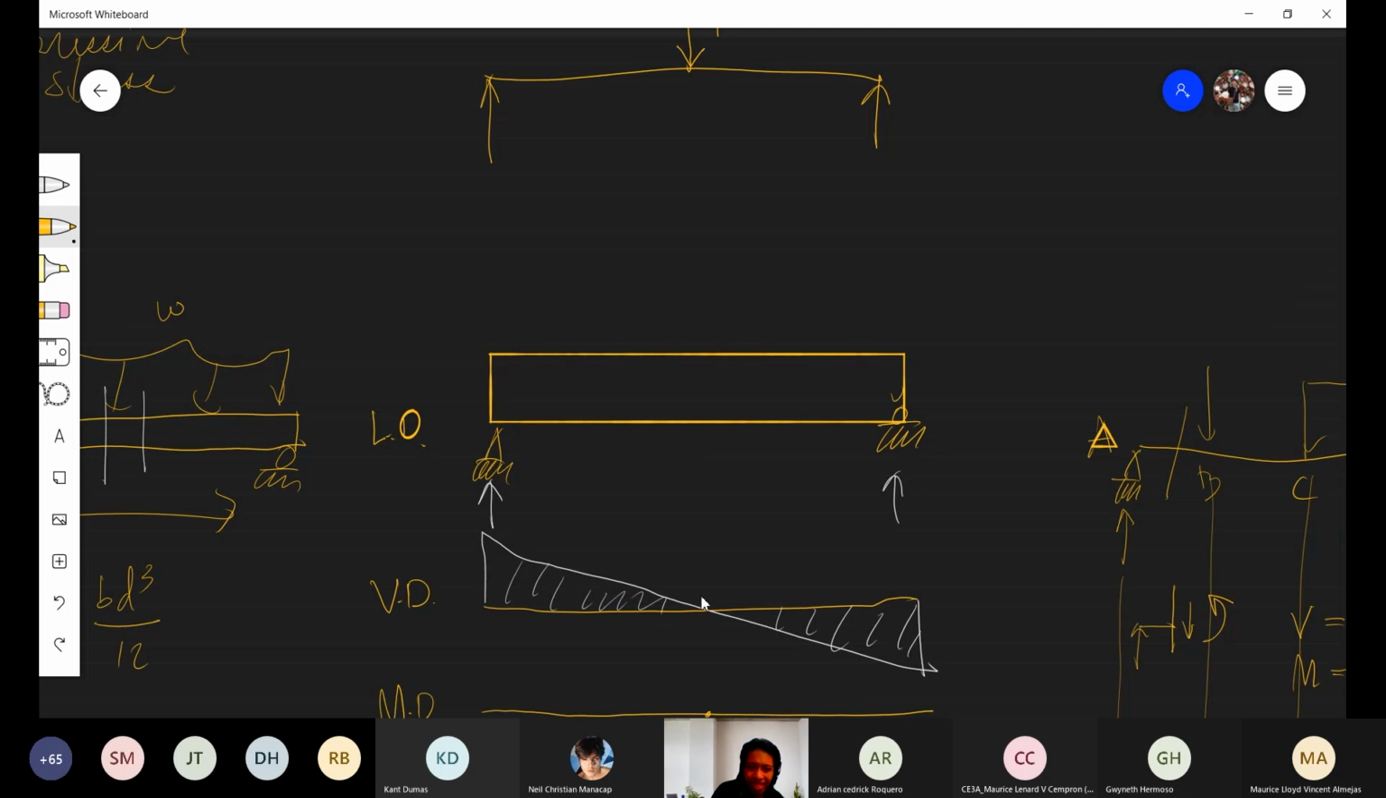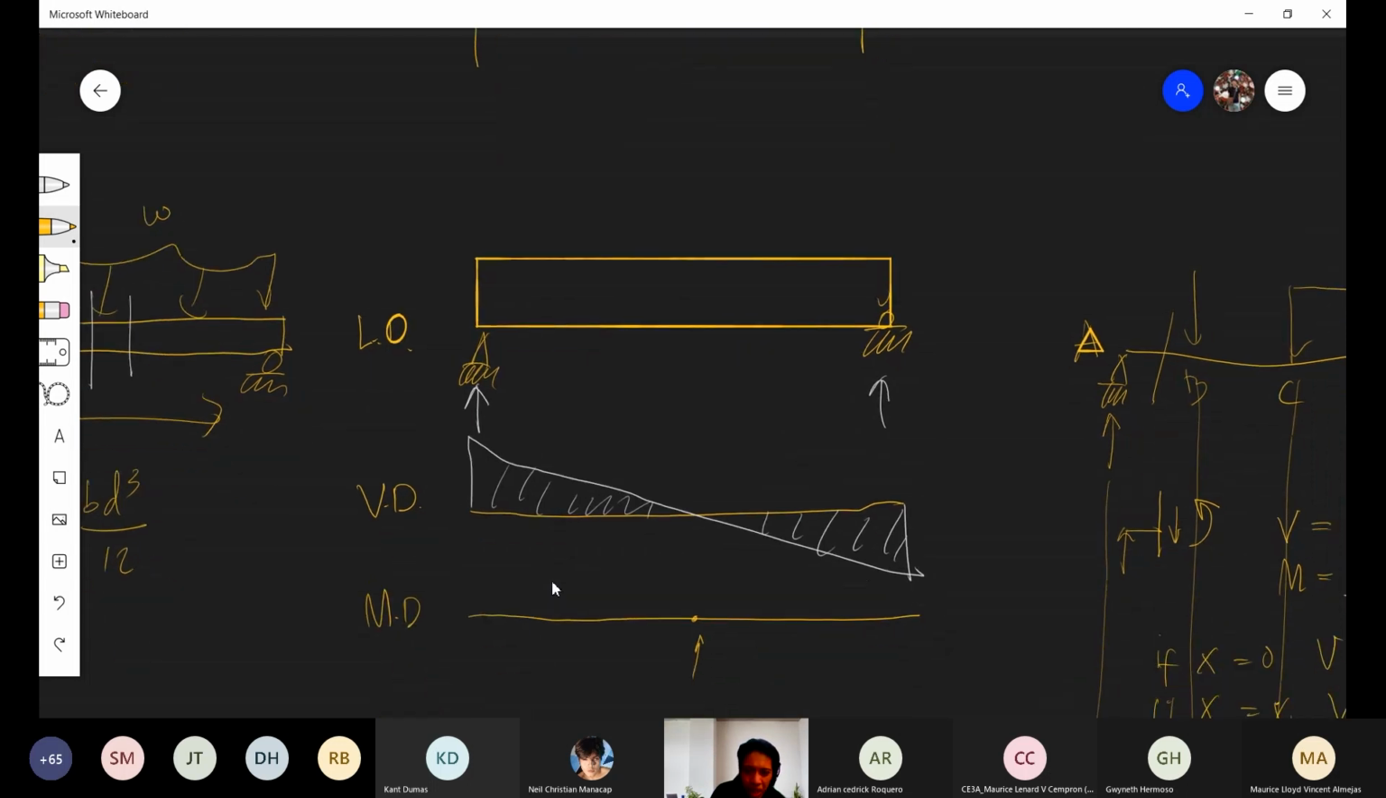That's why if you draw the shear diagram of a simply supported beam subjected to a uniformly distributed load, this is how it looks. Let me erase this one. This is its shape.